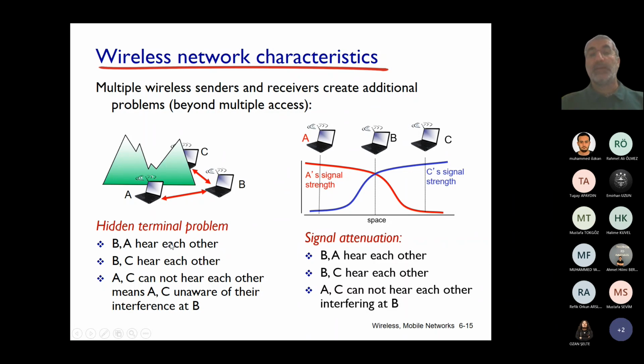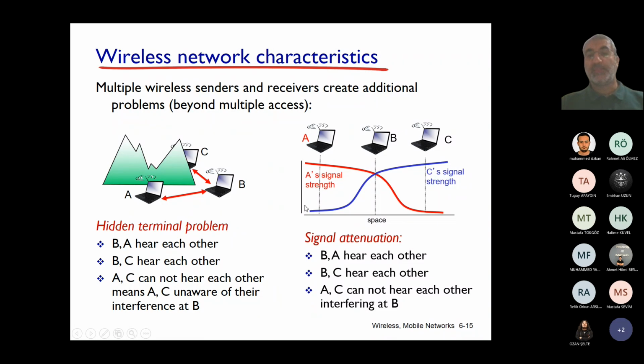That's why A and C are unaware of their interference at B. Since A and C cannot hear each other, if they want to talk to B at the same time, they are going to create interference at B, because they are not aware of each other due to this obstruction.